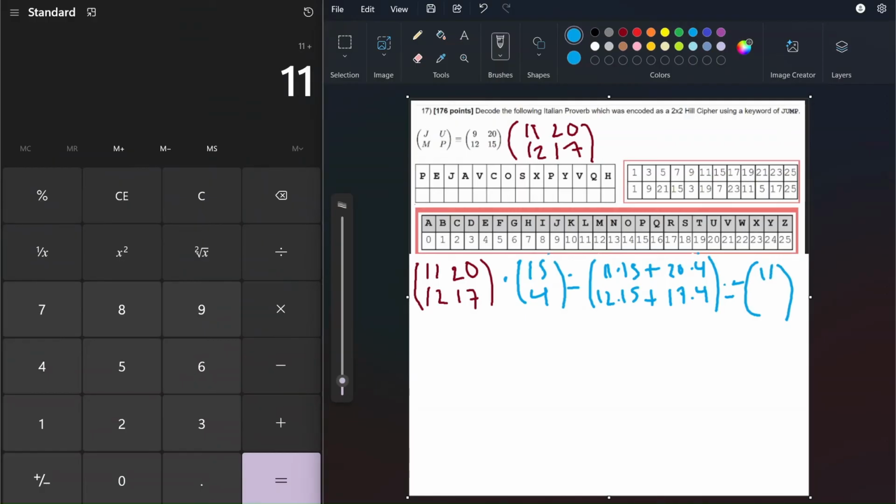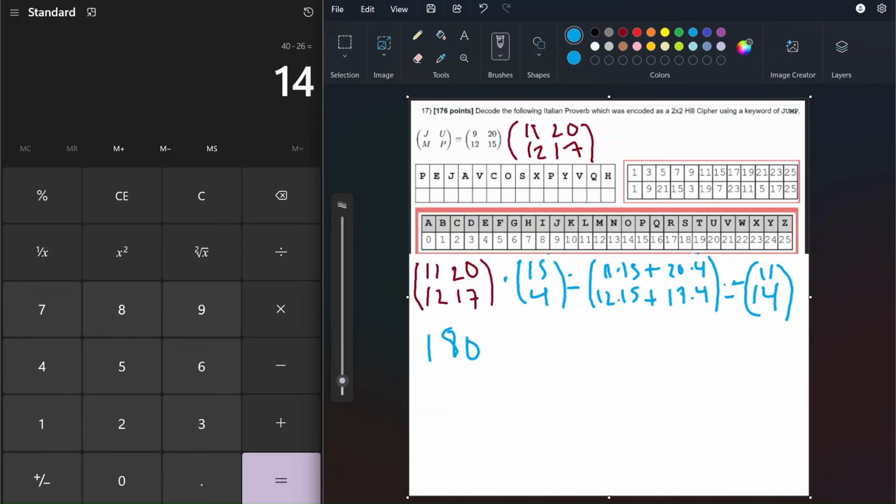Next is going to be 12 times 15, which is equal to 180. 180, and we have 17 times 4, which is equal to 68. So 180 plus 68 is equal to 248 minus 208 minus 26. That's 14. So now that we have 11 and 14, that's going to be plugged into our values from before.